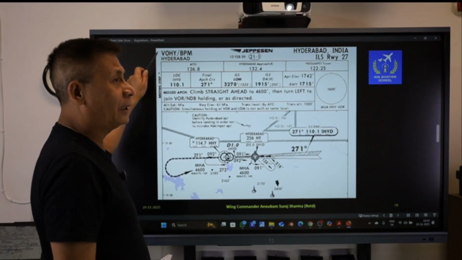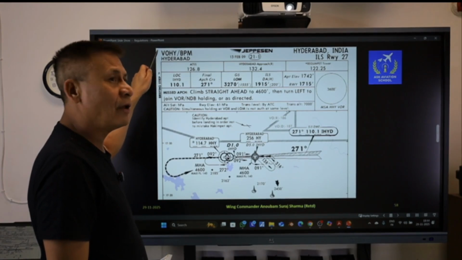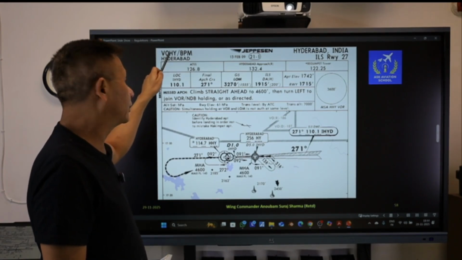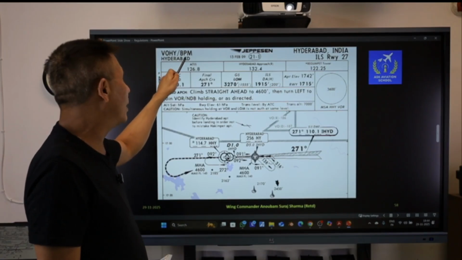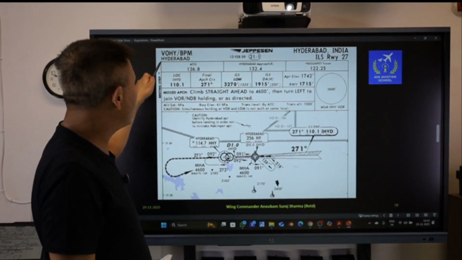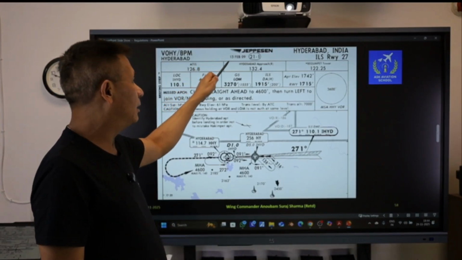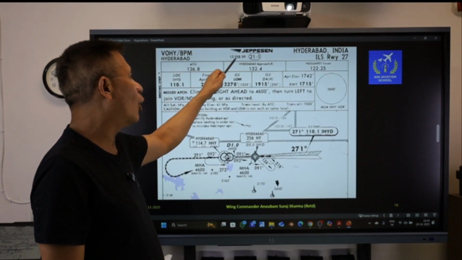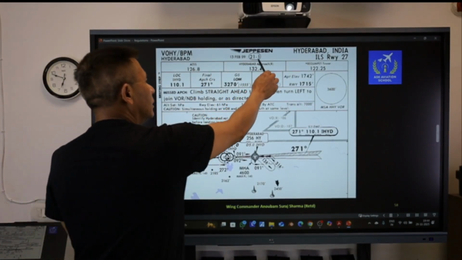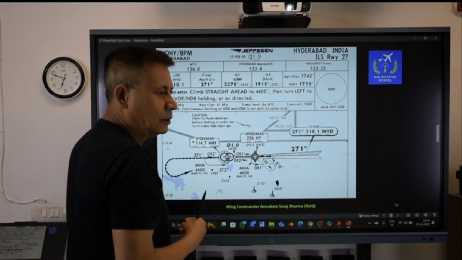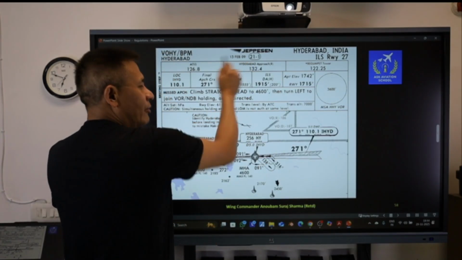So this particular airport, the ICAO designator for this airport is Victor Oscar Hotel Yankee, whereas the IATA code is Bravo Papa Mike, and the name is Hyderabad. It is published by Jeppesen, and the date of publication is 13th of Feb 09, and the index number of the chart is 12-1.